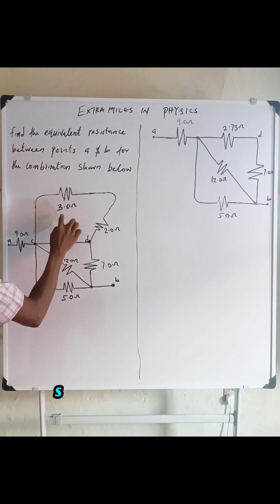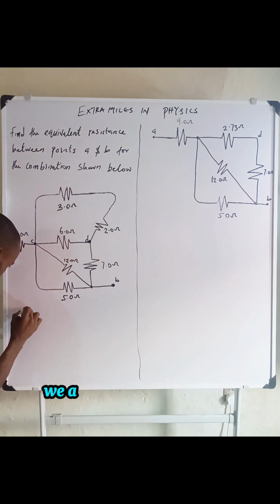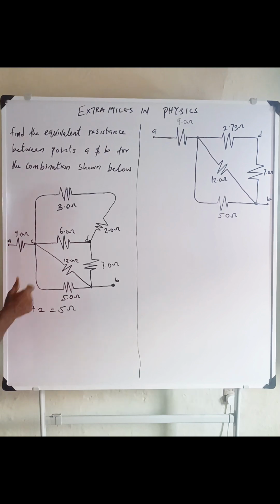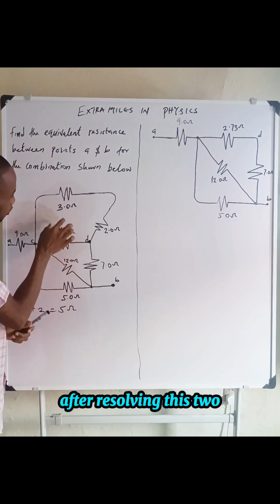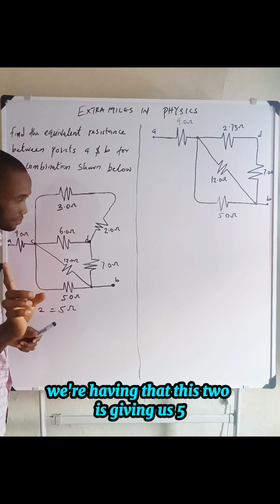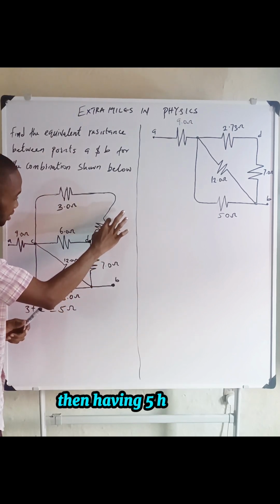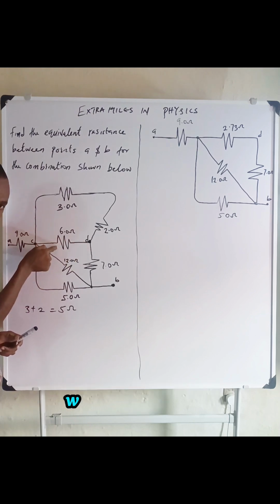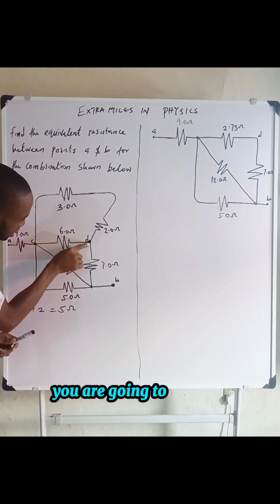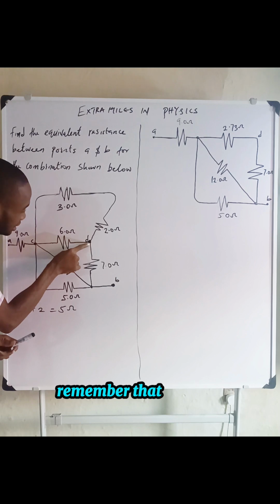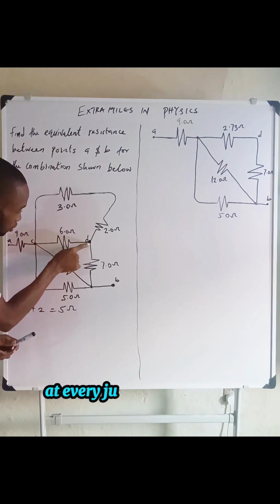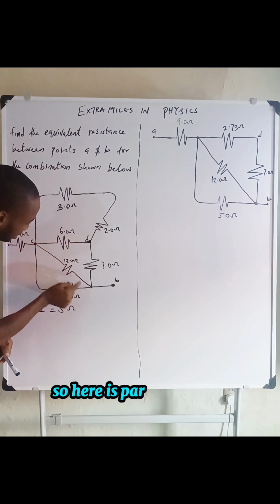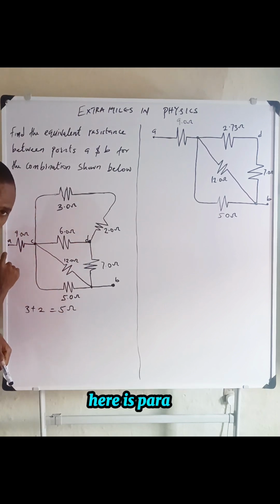You add them. So for these two, we're simply going to do 2 plus 3, and that is what? 5 ohm. Now, after resolving these two, we have 5 here, and this 5 will be in parallel with what? With 6. If you look, you are going to see that there is a junction here. Remember that at every junction, it forms a parallel connection. So here is parallel, here is parallel, here is parallel.